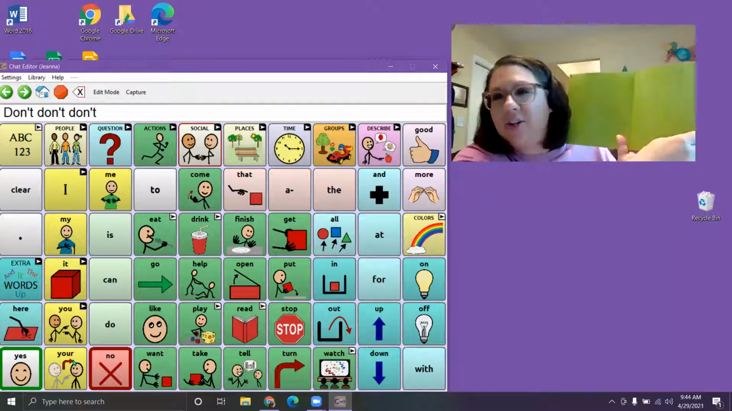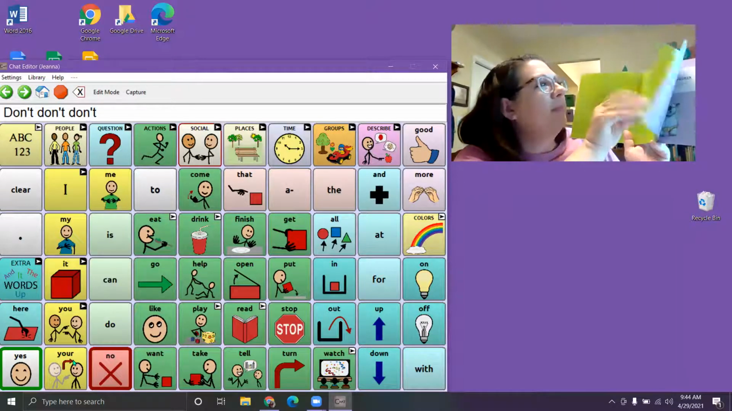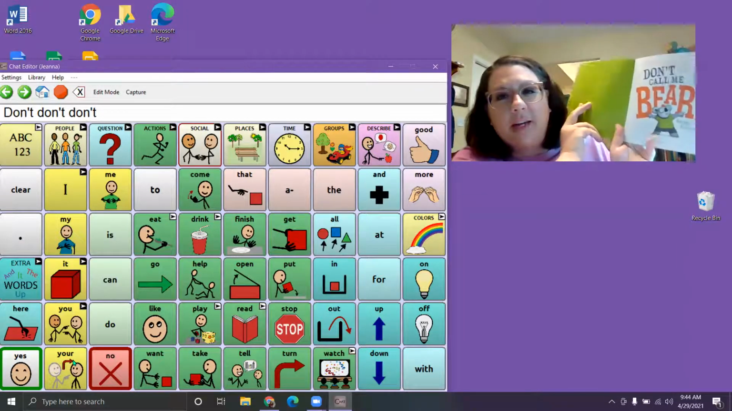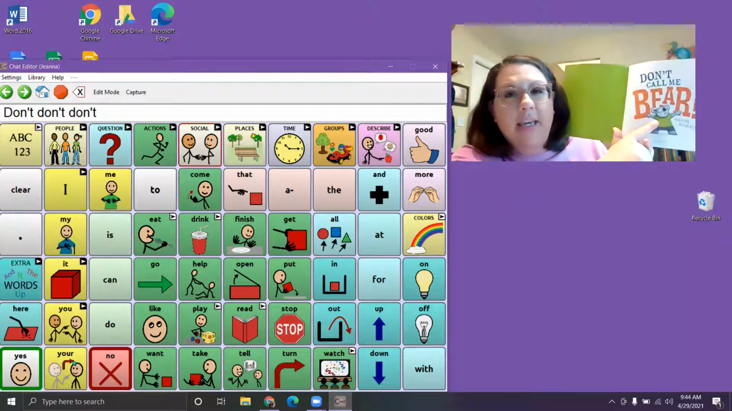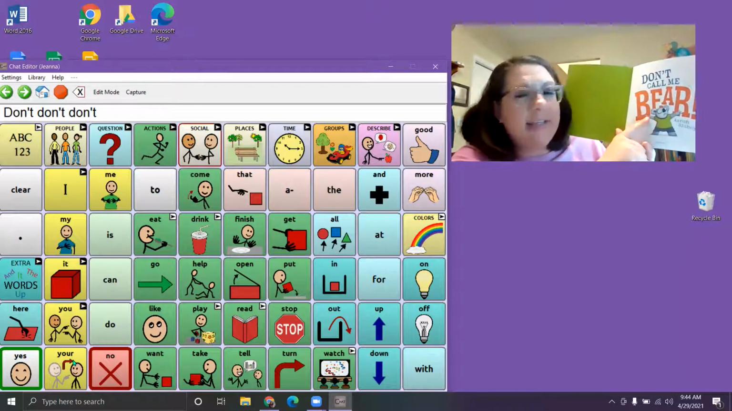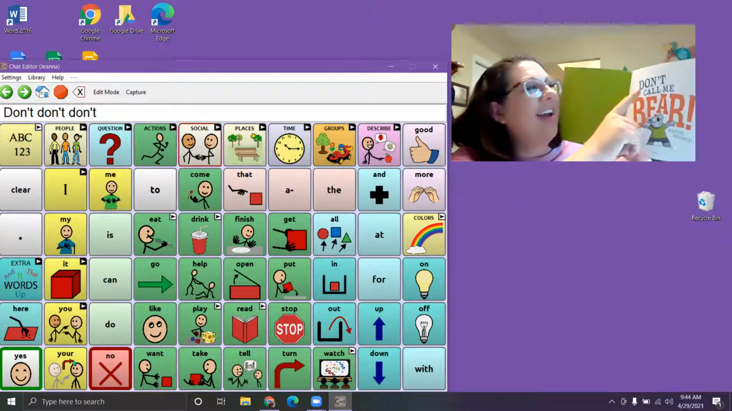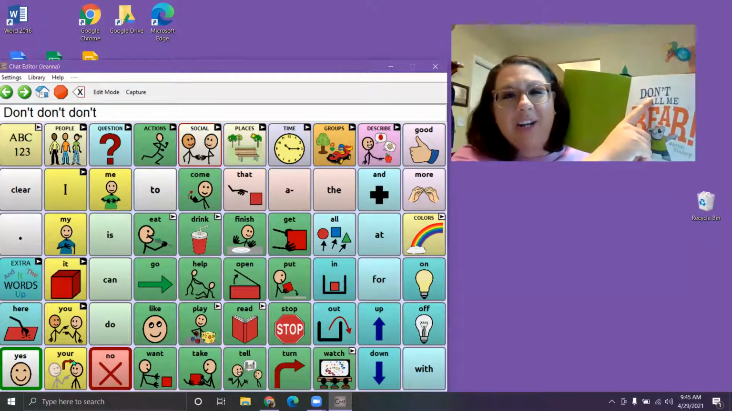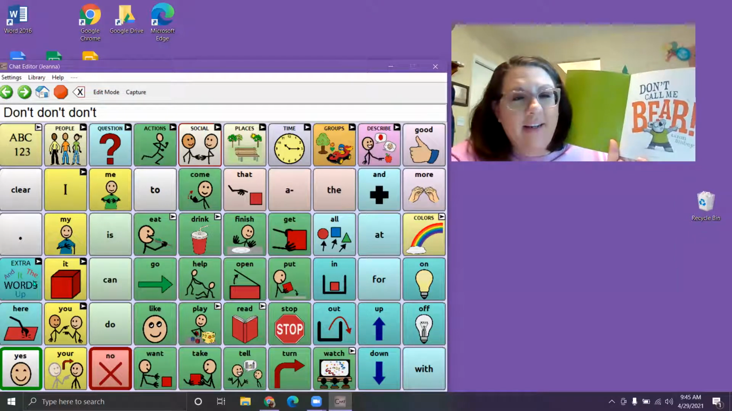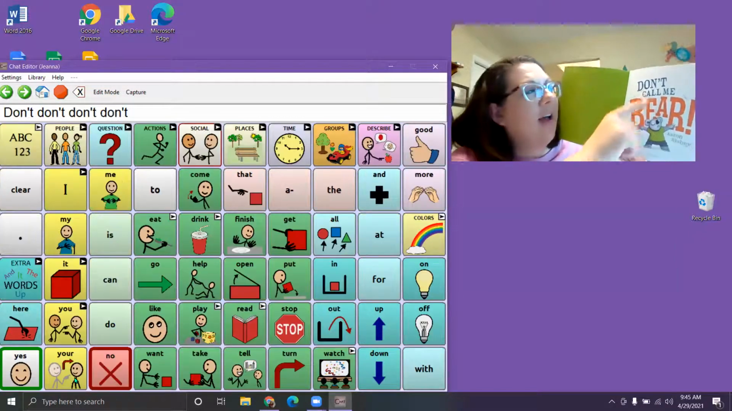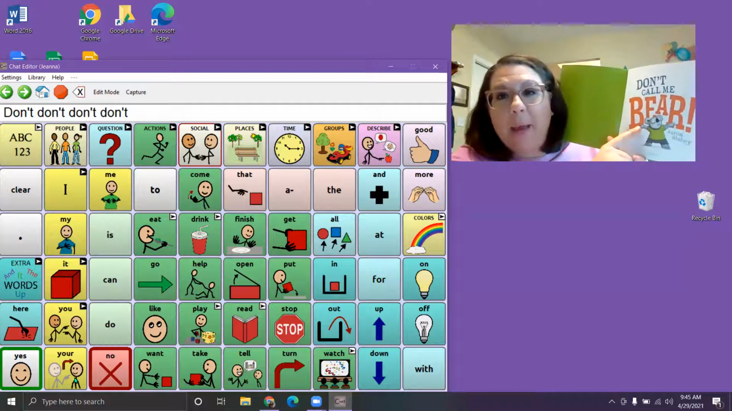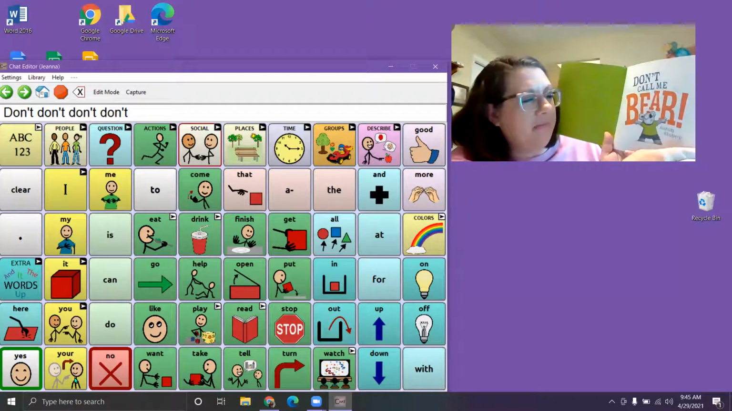All right, let's turn the page, just some green pages. Oh, here's our title page again. See, he's standing in front of it. He's letting you know he is not a bear, I think. Let's read our title again. Don't call me bear by Erin Blabby.